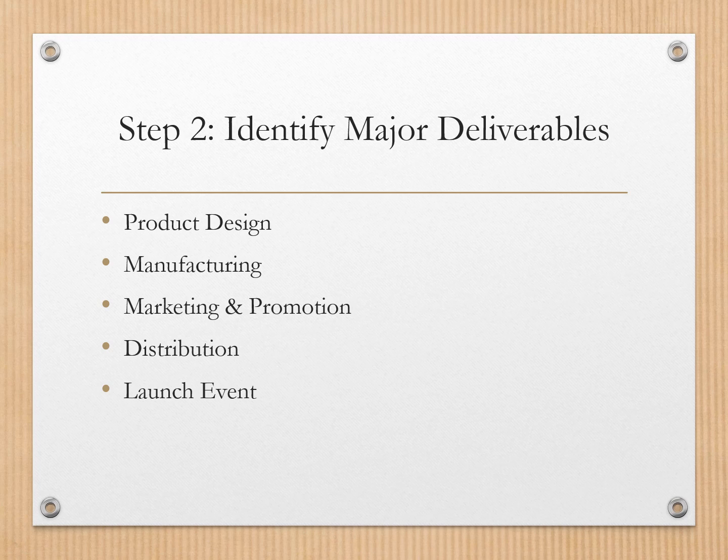The next step is to identify the key building blocks, what we call major deliverables. These represent the big pieces of the project puzzle that must be completed to achieve the overall goal. For a phone launch, these might include designing the product, manufacturing it, marketing it, distributing it to stores or customers, and hosting a launch event. Each of these becomes a branch in our WBS.